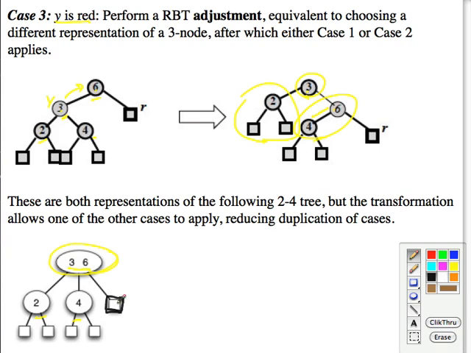So we still have to fix something, but we've now transformed it into a case where the double black node has a sibling to which we're going to be able to apply one of the other cases, because the sibling here is now black, not red. We're no longer in the Y is red situation.